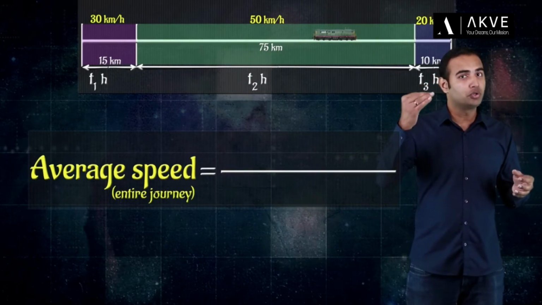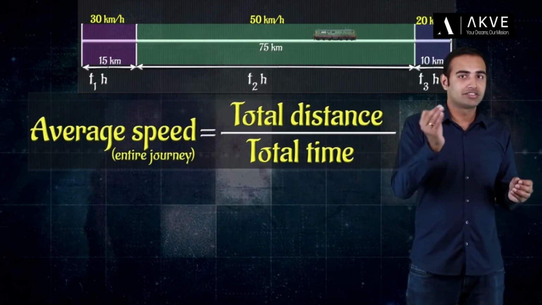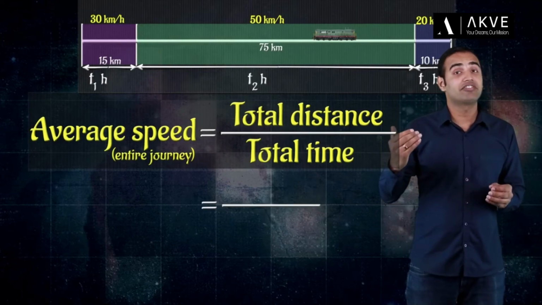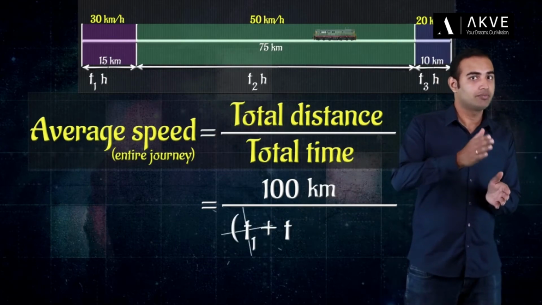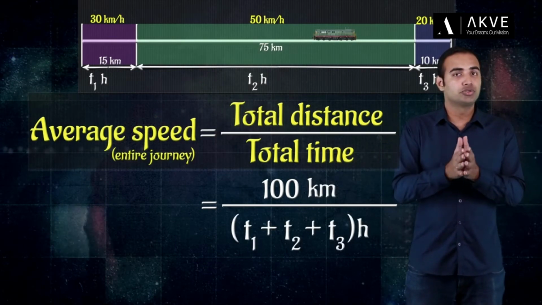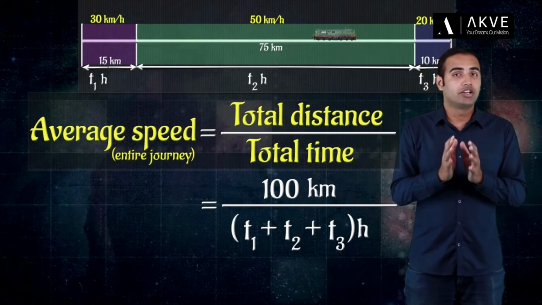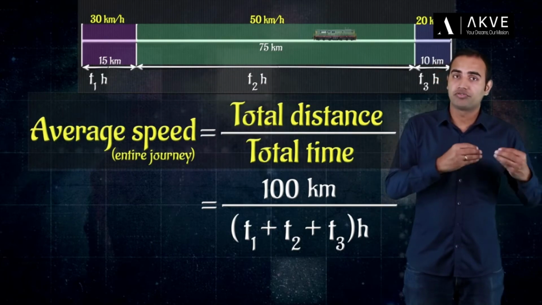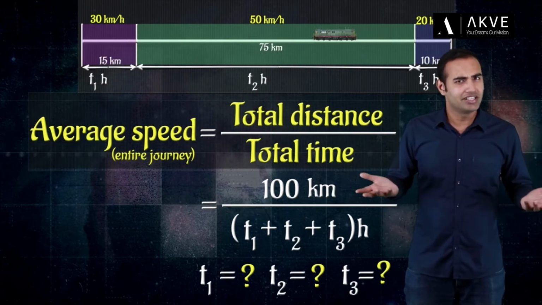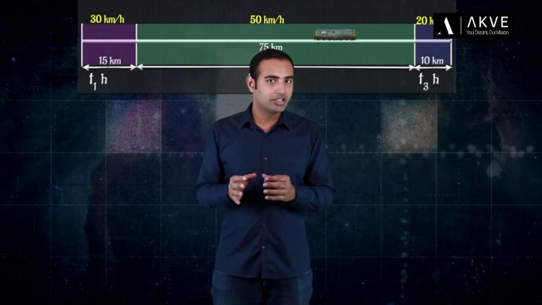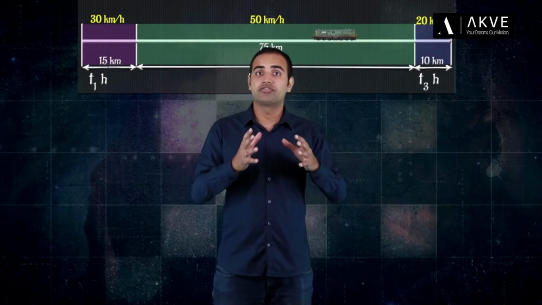Now, what do you think is the average speed for the entire journey? Well, it's nothing but total distance covered divided by total time taken in the entire journey. So the total distance covered comes out to be 15 plus 75 plus 10 or 100 kilometers. And the total time taken comes out to be t1 plus t2 plus t3 hours. So the average speed is essentially 100 divided by t1 plus t2 plus t3. Now we have to independently find the values of t1, t2, t3, substitute them in this equation and calculate our average speed. Easy. So to calculate the values of t1, t2 and t3, let's apply the average speed formula for each section of the train's journey.